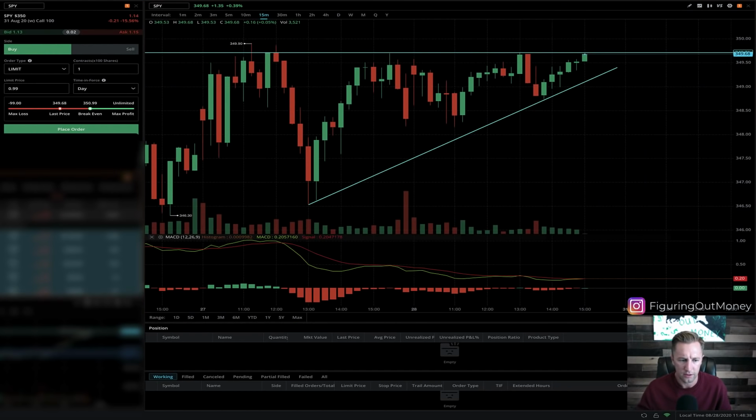The breakout, it looks like it's about to take place, dude. We'll see if it gets rejected right here. All right, so it looks like the breakout is taking place.